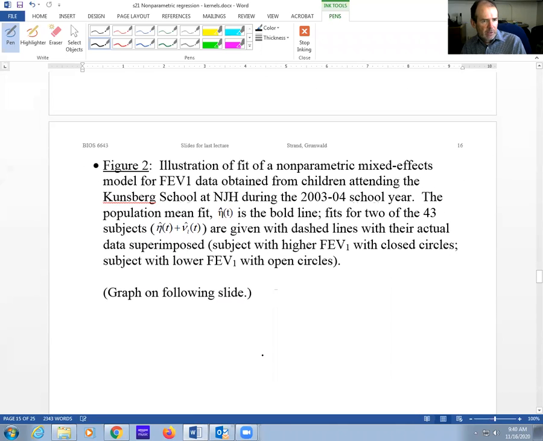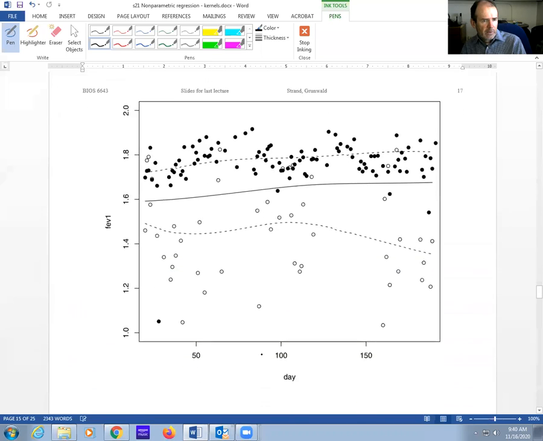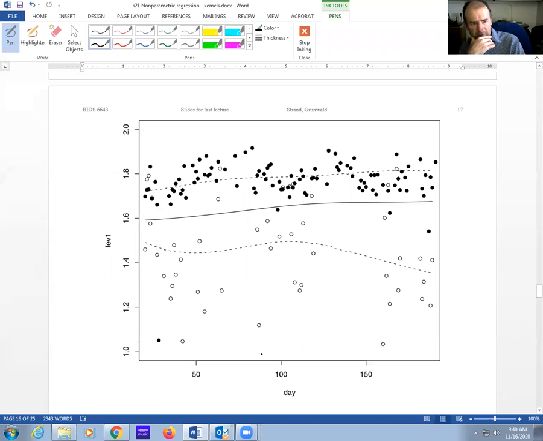And so there's graphs coming up here I'm going to show you. So here's the data, and I only have two subjects here because there's a lot of data, and this is more to demonstrate the difference between the population mean and the subject-specific functions. So the solid line is the average, and what did we call that? Was that eta? So this is eta sub t. That's this function here. That's the overall average. So that's average FEV1.